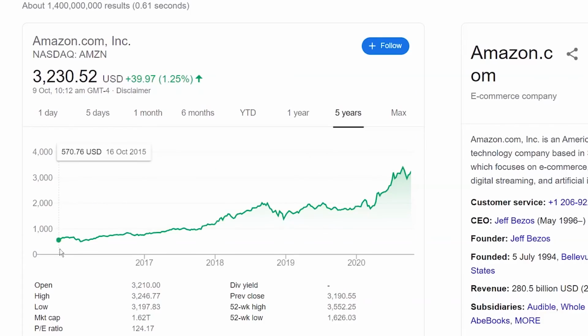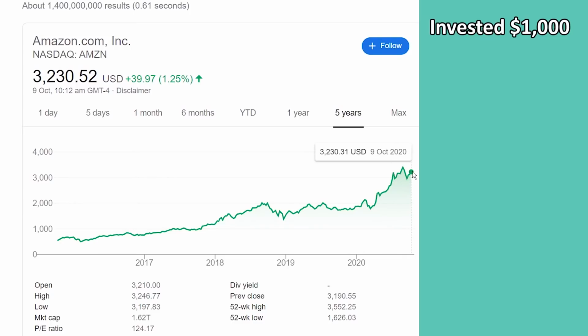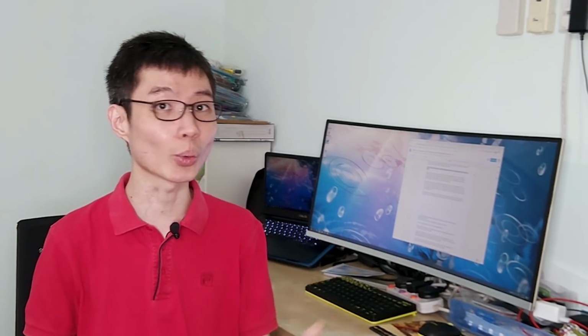Now let's look at a growth company like maybe Amazon. The company does not pay any dividends, but the stock price went from $600 all the way to $3,230. If you have invested $1,000, your total return is $4,380. As you can see, investing in growth companies will give you a higher return over the long term.